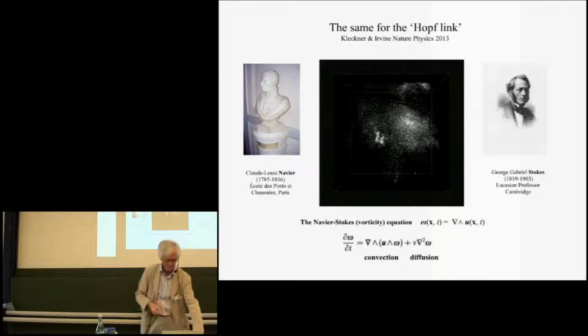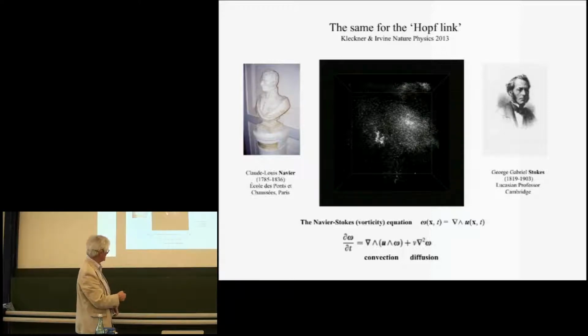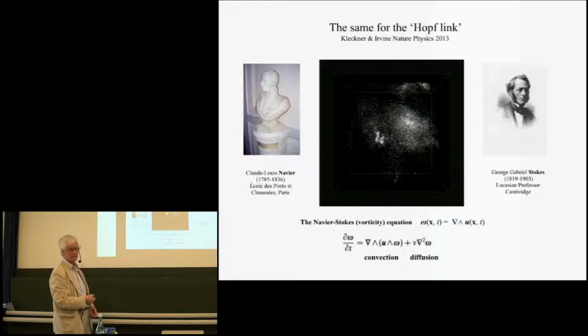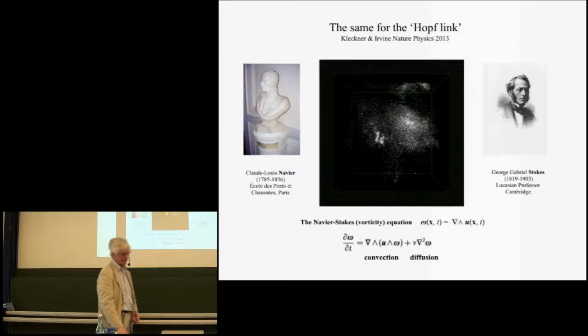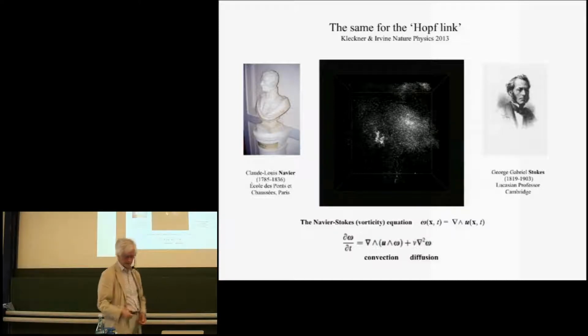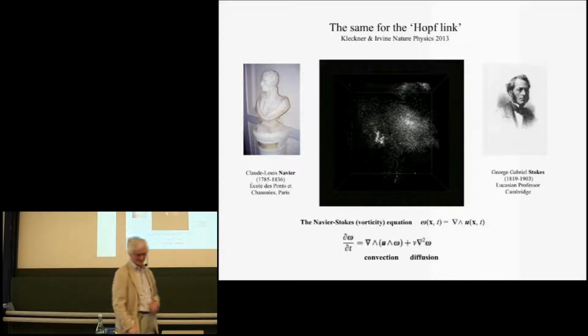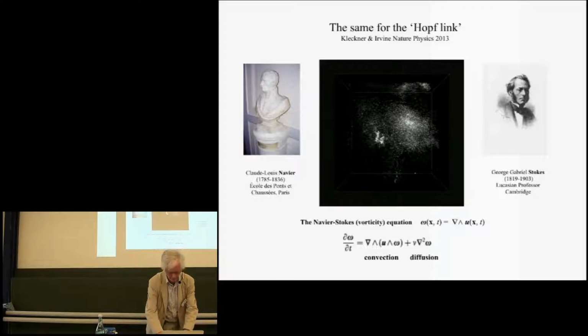Okay. So I just showed you this equation here, and one term representing the convection or the transport of the vorticity field, and the other one representing diffusion, which can change the topology. And both processes are important, and as we've seen, equally important in biology, where this is replaced by the action of the recombinase or whatever.